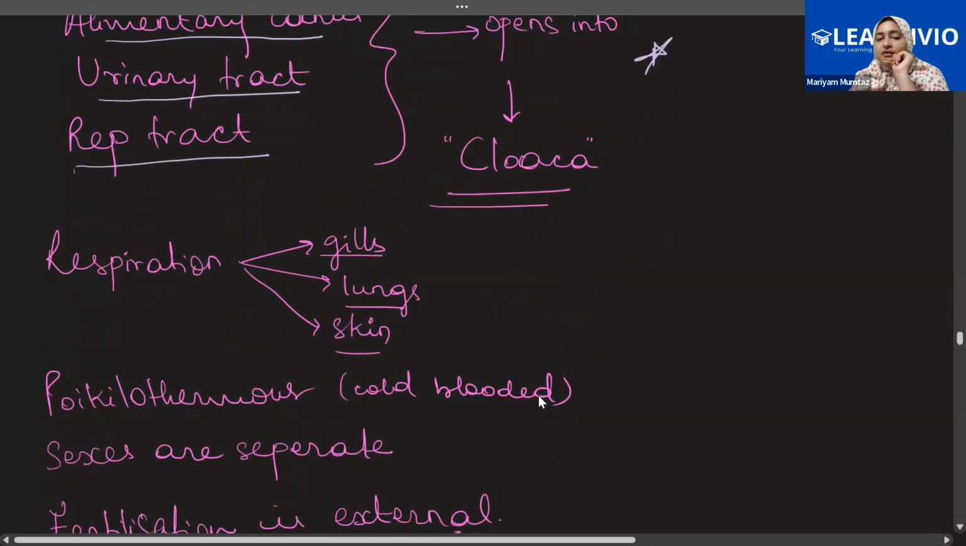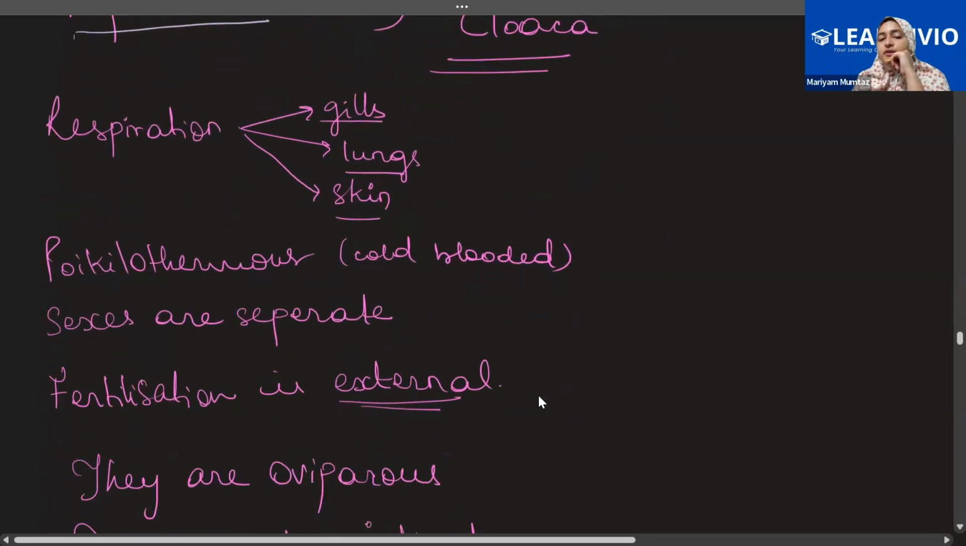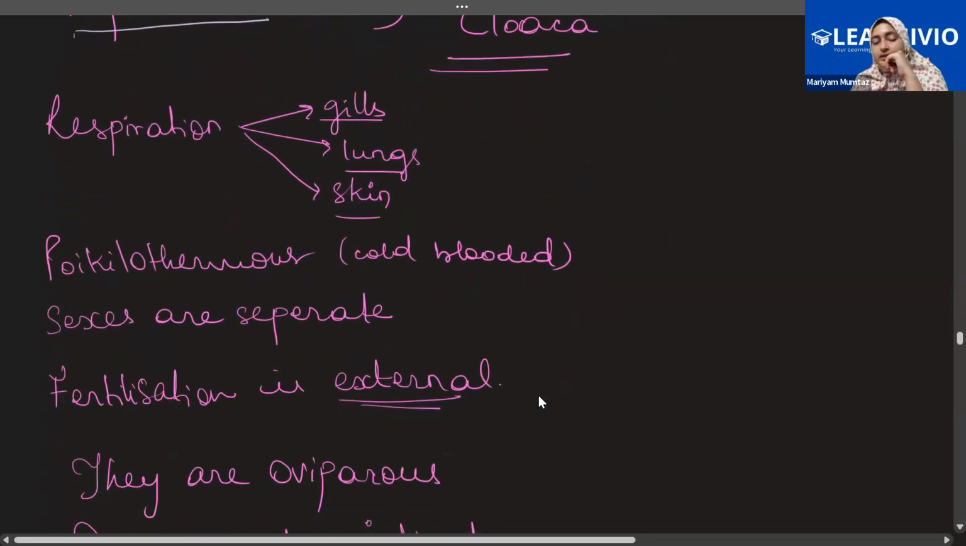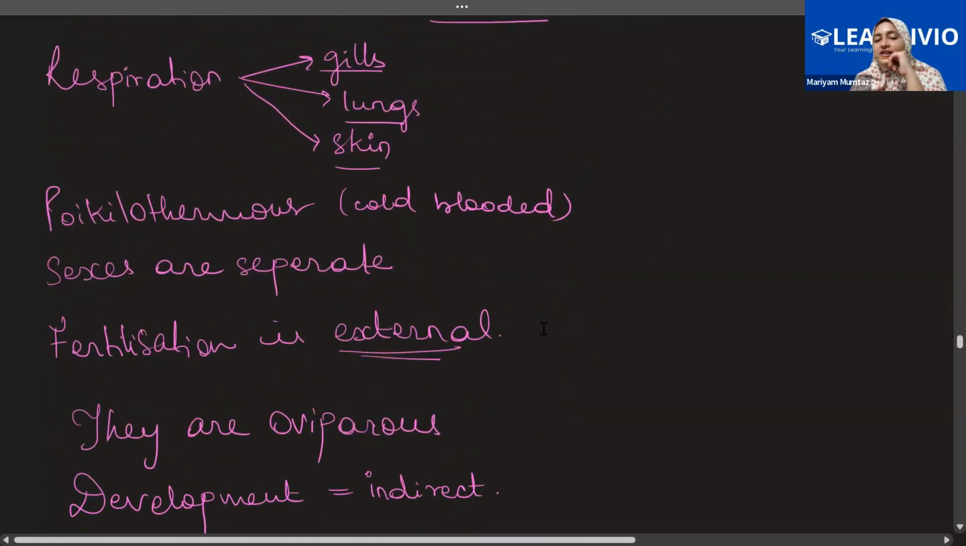Now respiration can happen through gills, can happen through lungs, and can even happen through the skin surface. They are also poikilothermous, meaning they cannot regulate their body temperature. Sexes are separate in them. Fertilization is external. How many of you have seen frog eggs?